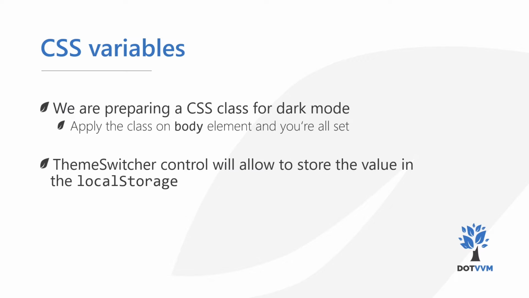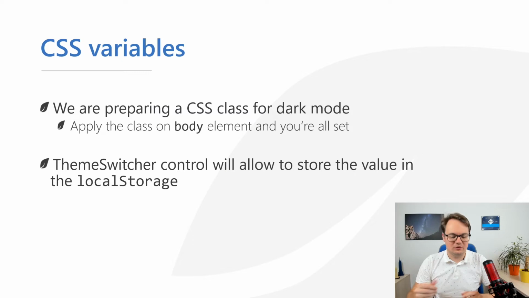So when you want a dark mode in your application, we will just apply some CSS class on the body element, and it will just override several variables. We are also thinking about introducing some kind of theme switcher control, which will also allow storing the value in the local storage or in cookies or in some other place. So basically, to allow the users to use the dark mode, you would just place one control in the page and Business Pack would recolor to the dark mode.